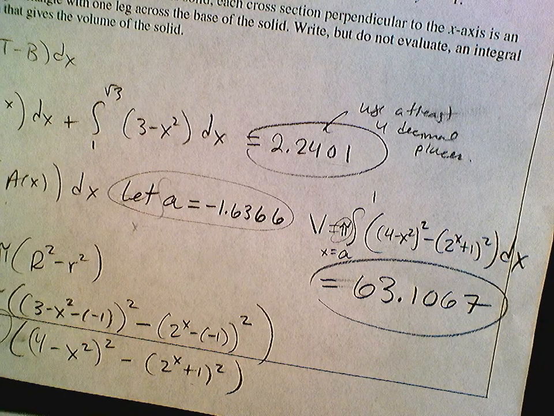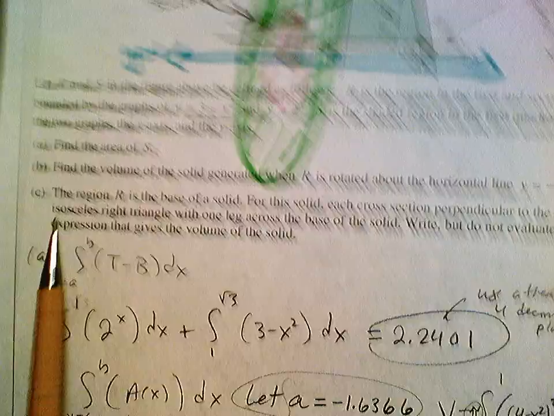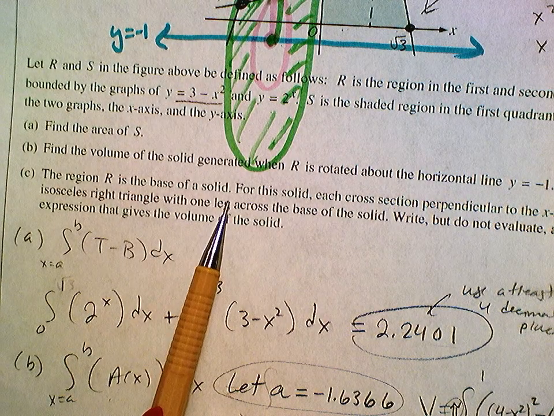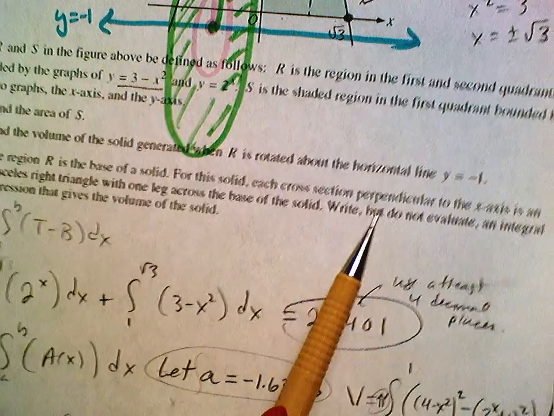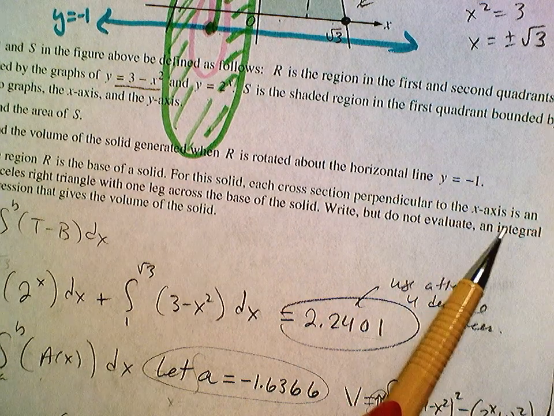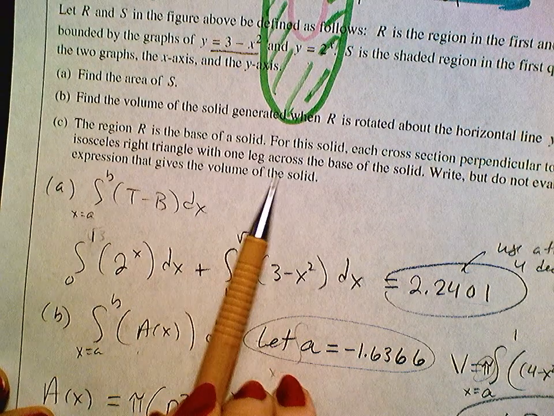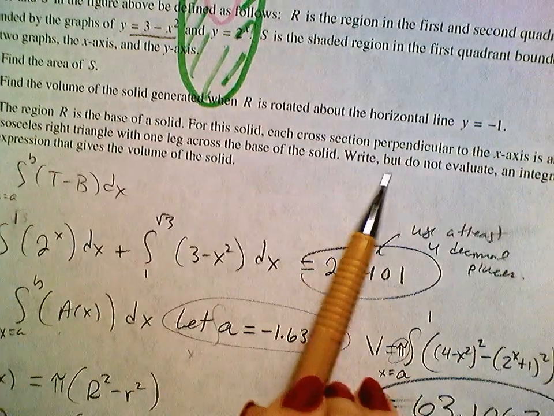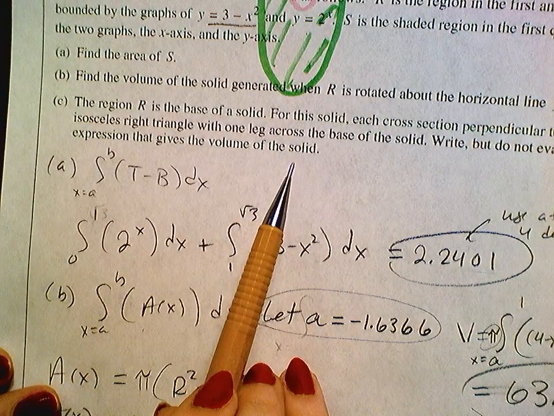Okay, so this last one. A lot of times they'll ask you to set up an integral but not evaluate it. And here they're doing that. So the region R is the base of a solid. For this solid, each cross-section perpendicular to the x-axis is an isosceles right triangle with one leg across the base of the solid. Write, but do not evaluate, an integral expression that gives the volume of the solid.